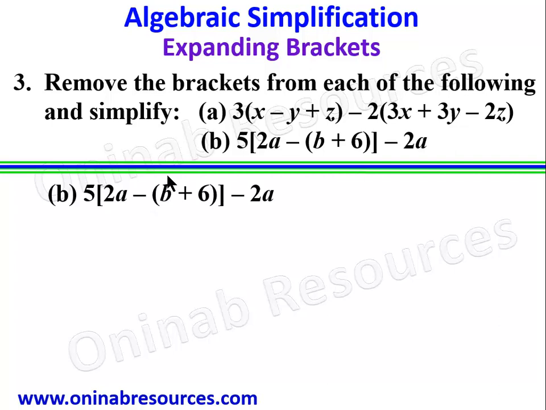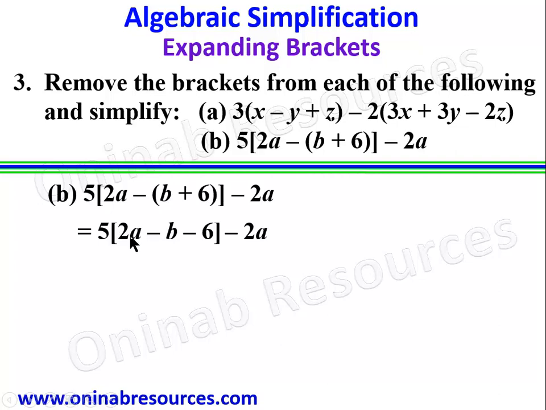So for the purpose of this tutorial, we are going to look at it as negative 1. So we maintain this 5 into 2a. So negative 1 times b gives negative b. Negative 1 times positive 6 gives negative 6. Then minus 2a. This negative 2a is not connected to any of the brackets here. So now this 5 is connected to this block bracket. So we expand the block bracket now.